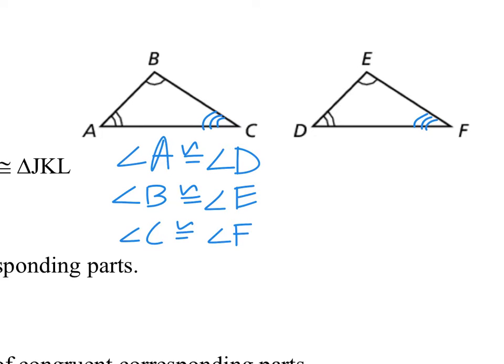You can also write statements for the sides. When you write that segments are congruent, you have to put the segment bar over it. And we're going to go ahead and mark this up as we go. So AB would be congruent to what? DE. And please make sure you say DE, because A had 2 marks and D has 2 marks. The order matters.